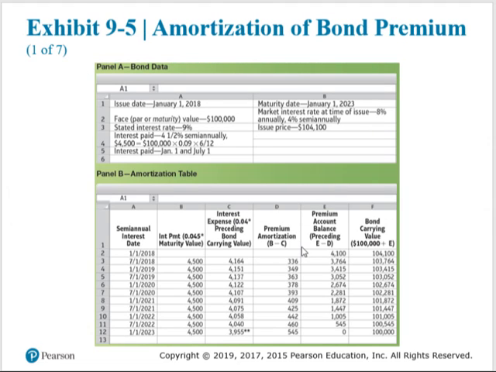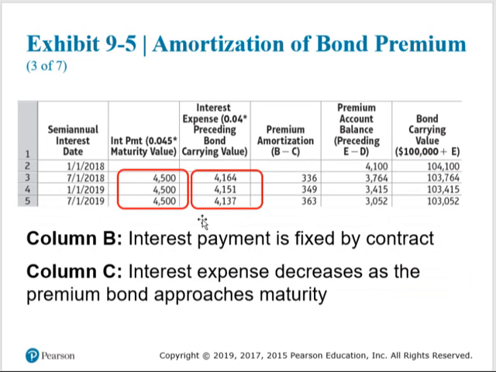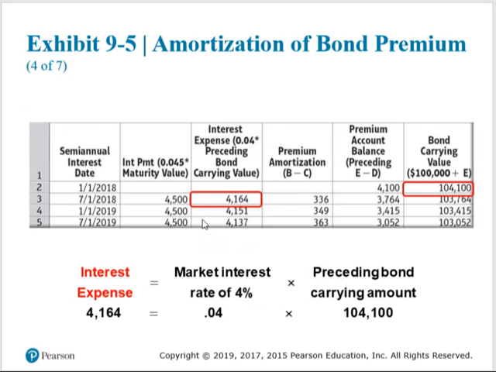Again, an amortization table, and again, if you can use Excel, it's a great tool for creating things like this. This highlights that the bond's carrying value starts at $104,000 and is gradually reduced to $100,000. Again, the interest payment is based on the contract rate. The expense is based on the market rate.